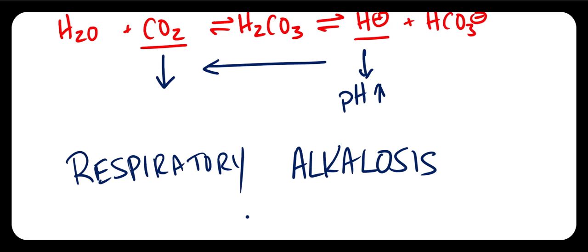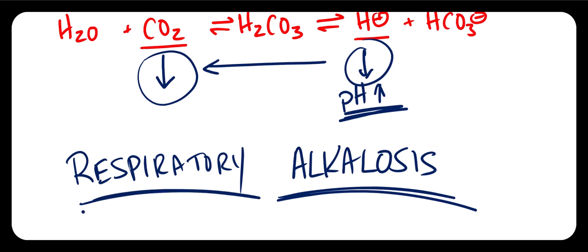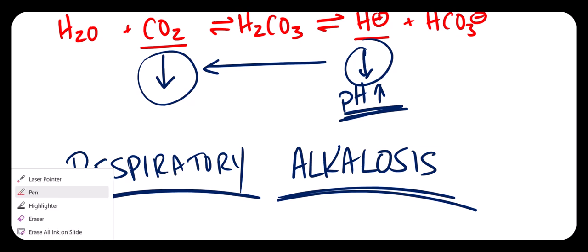So what do I have? I have respiratory alkalosis. How did I get it? My carbon dioxide concentration dropped too low, made my hydrogen ion concentration drop, making my pH go up. All based on equilibrium, all based on Le Chatelier's principle. That's how I got alkalosis, respiratory mechanism, so respiratory alkalosis. Okay, that was our second story. Let's do a third story.